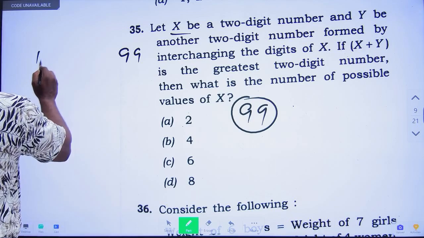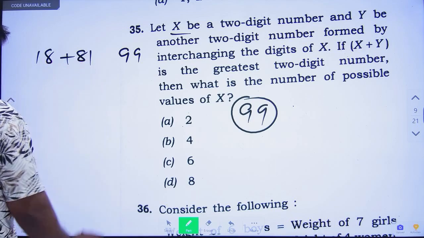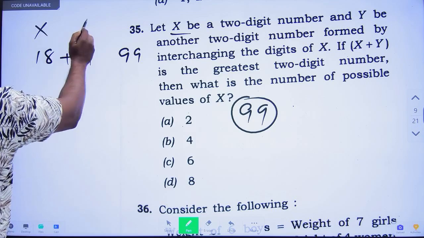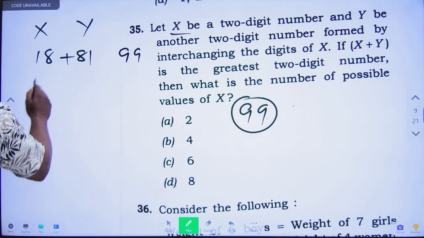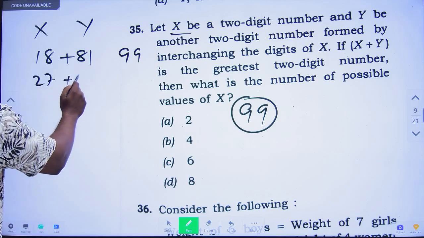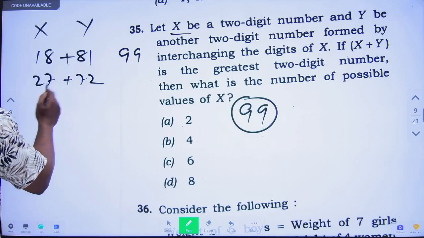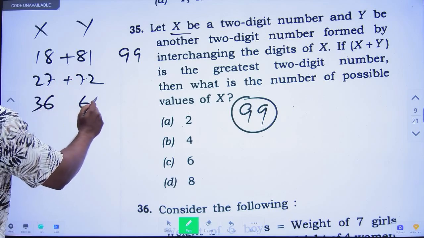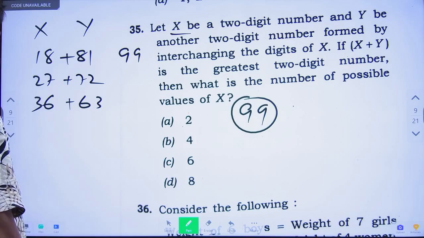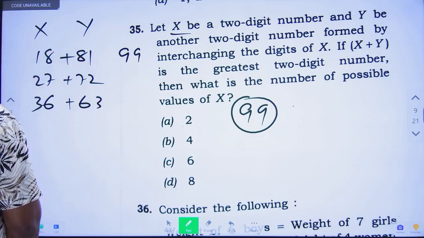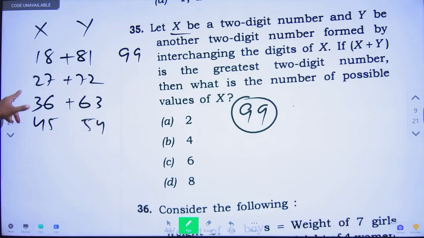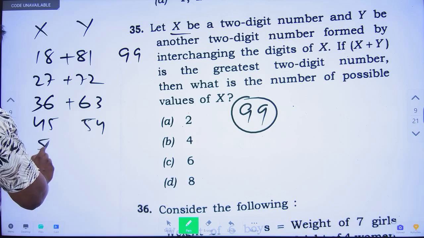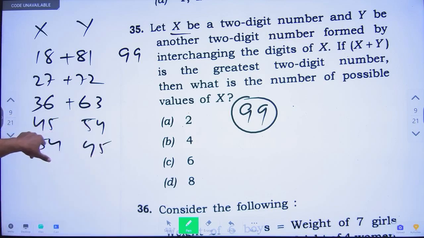Let's write the possible values of x and y. If this is 18, this has to be 81. If this is 27, this has to be 72. If this is 36, this has to be 63. If this is 45, this has to be 54. After this, again this is 54, this is 45, so it will simply repeat.